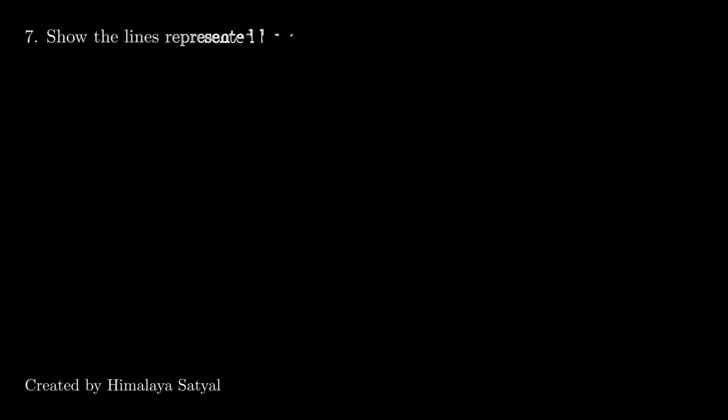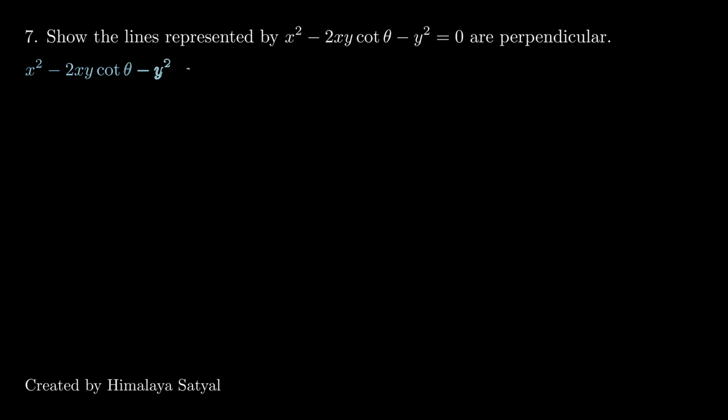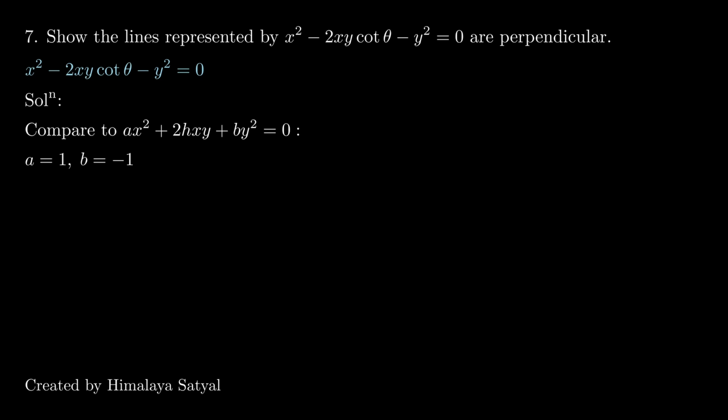7. Show the lines represented by x squared minus 2xy cot theta minus y squared is equal to 0 are perpendicular. This is fairly simple. We just make the comparisons and check if a plus b is equal to 0, because that's our perpendicularity condition. And since minus 1 plus 1 is 0, yes, the two lines are perpendicular.